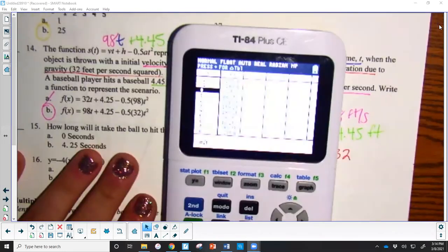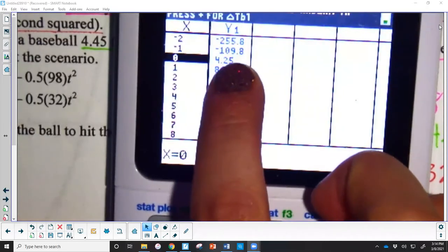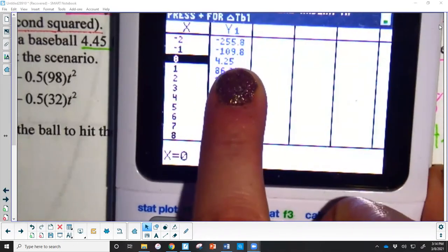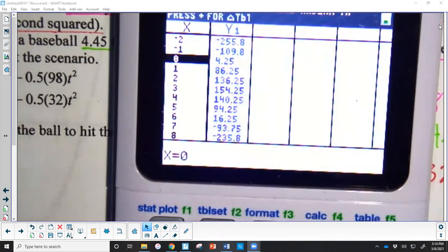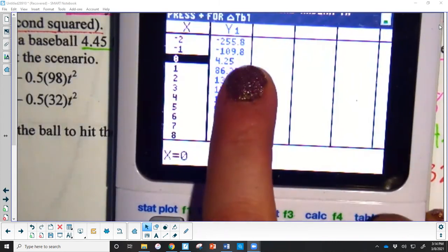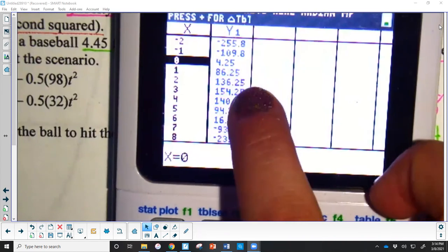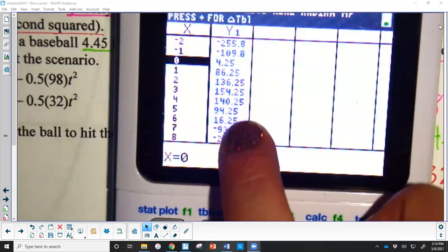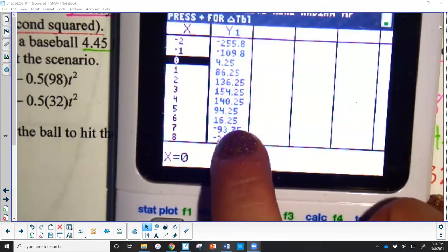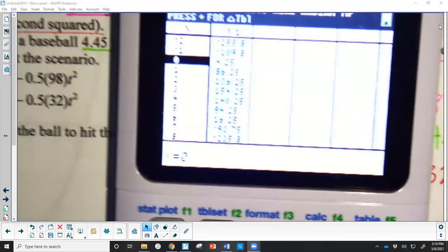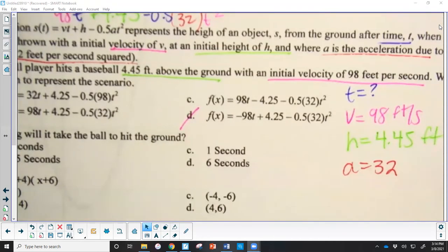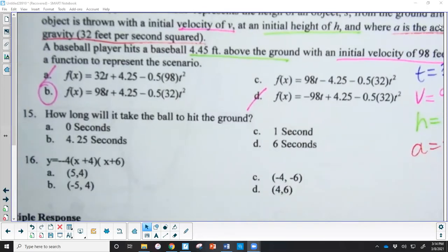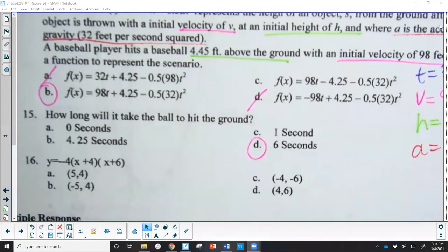All right, so here, remember, I start at 4.45 because that's how tall my baseball player is. He hits the ball that high, and it goes up, up, up, up, up here to 3 seconds, and then at 3 seconds, it's going back down, and it goes down in between 6 and 7, right? So at 6 seconds, it's 16.25 feet in the air. At 7 seconds, it's at negative 93. So the only one that kind of matches that is going to be D, even though it's in between 6 and 7 seconds.